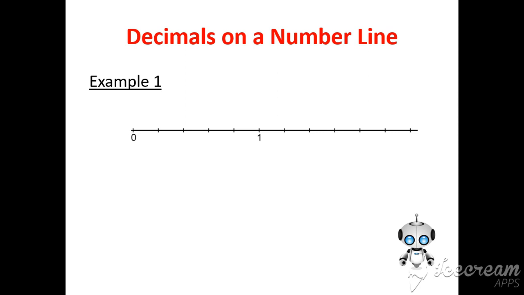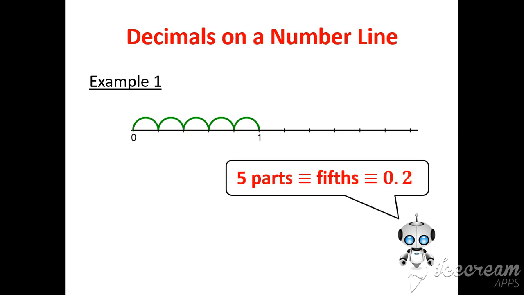This has got a number line, it's got a 0 and a 1. So therefore, our job is to figure out what's going on in between. Now we have 1, 2, 3, 4, 5 spaces or 5 parts in between 0 and 1. Now 5 parts can be equivalent to a fifth or as a decimal 0.2.